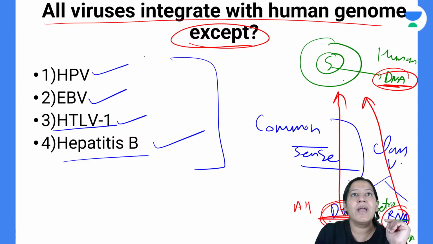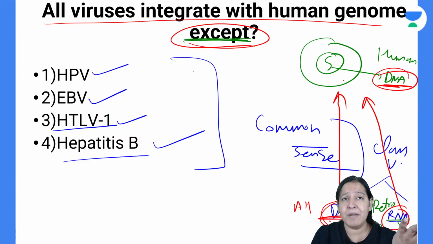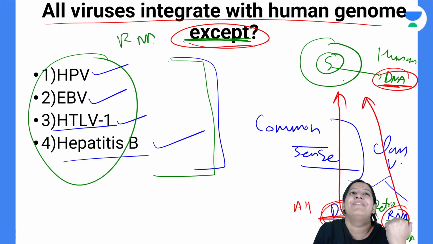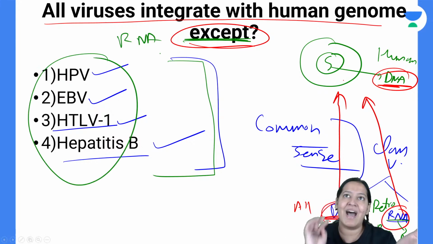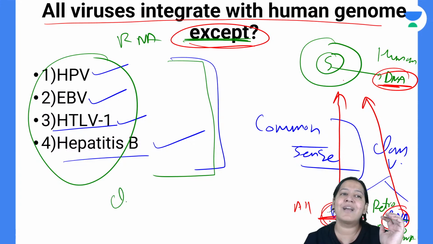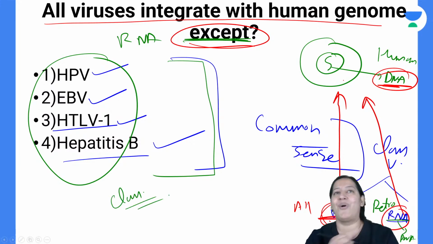So in the question, which of the following does not integrate with the human genome? In short, which of the following is the RNA virus? The one which is the RNA virus will not integrate, and all the others are DNA viruses that will integrate. So the question is basically based on the classification of the viruses, not on knowledge. Have you got it?